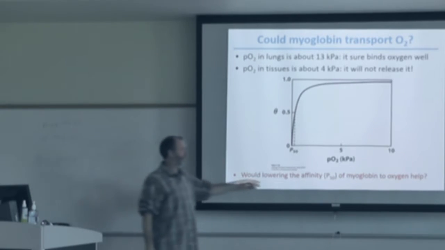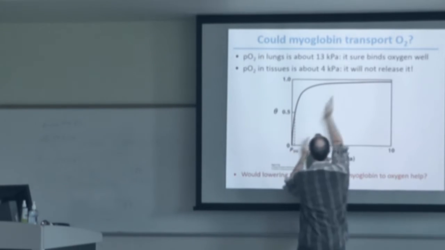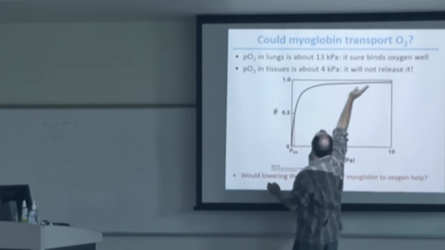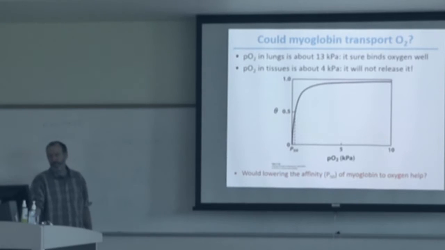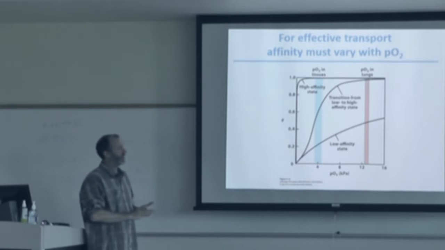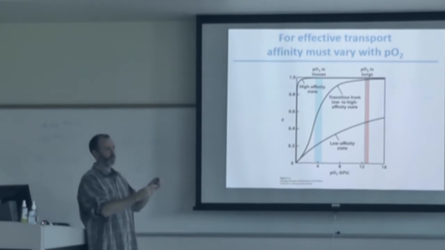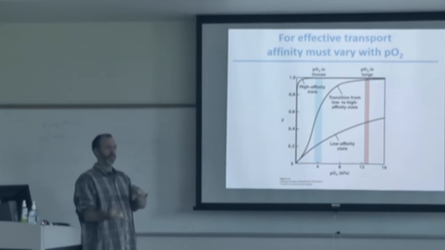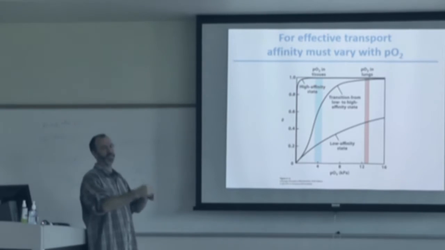So you could lower the affinity of myoglobin, and that would help if this curve shifts to the right. It flattens this out a bit, right? But you still need these drastic shifts. For effective transport, the affinity has to vary with the concentration of oxygen. Like I was telling you, hemoglobin itself has 4 subunits. And remember I was telling you, once you bind one oxygen, that increases the affinity for the other oxygens, right?